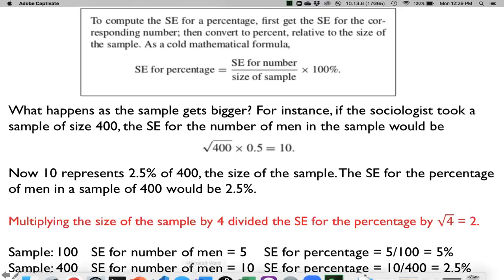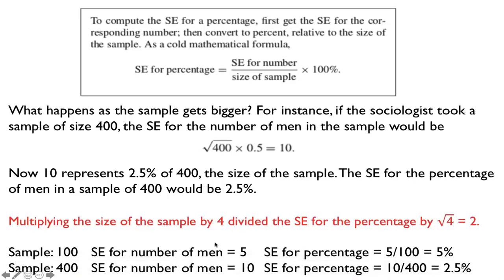So for example, if my sample size was 100, the SE was 5, and the SE for percentage is 5%. But when I increase my sample size to 400, the SE went up to 10, but the SE for percentage went down to 2.5%. This is not surprising, because if I increase my sample size, my error should go down, as my sample gets bigger and better represents my population. So this says that multiplying the size of the sample by some factor divides the SE for percentage not by that whole factor, but by its square root.